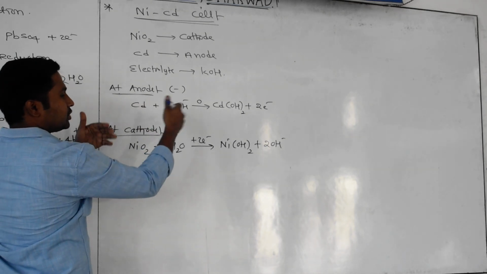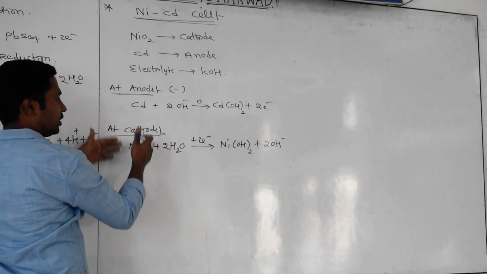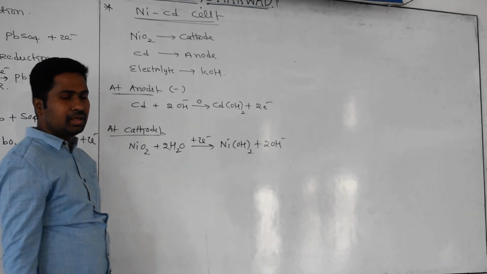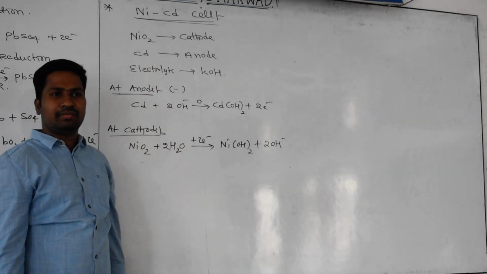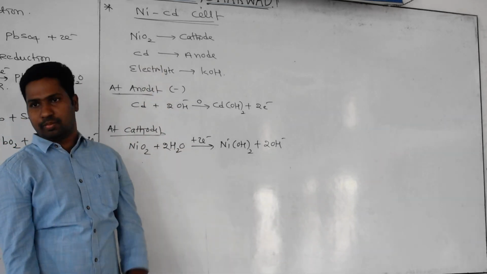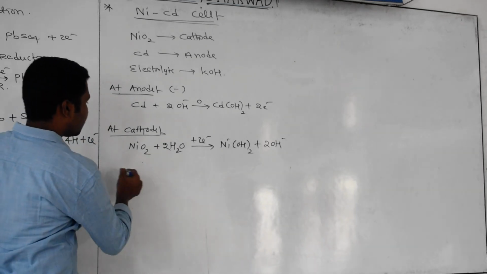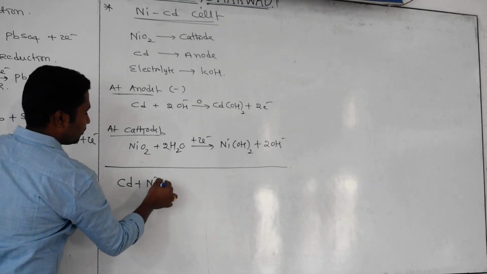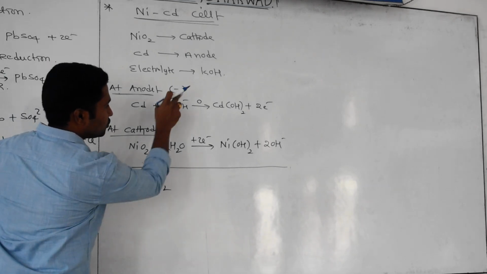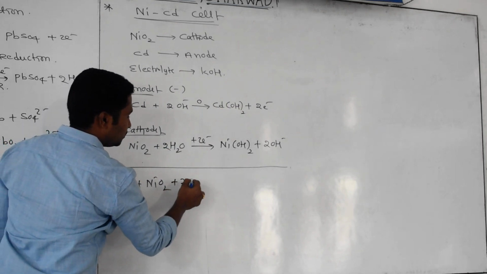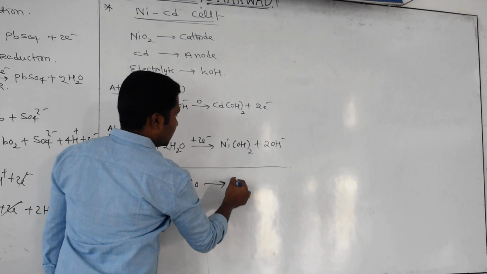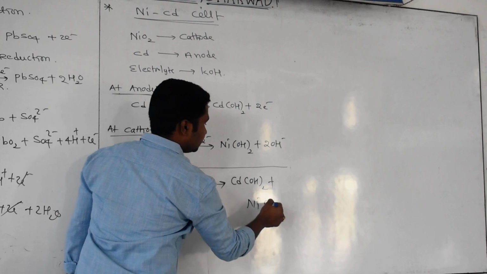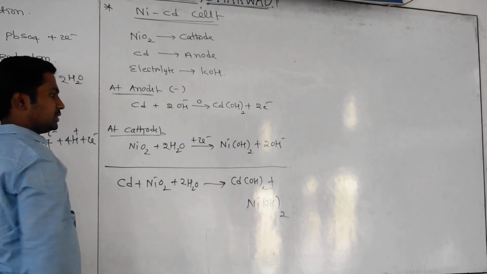At the anode oxidation will be going on, at the cathode reduction will be going on, and if you club them, you get a redox reaction that keeps happening continuously. But cadmium is a little bit costly material, that's why we are not using it in our daily life in automobiles. All of you clear? Yes. If you want to write the whole cell reaction, it is Cd plus NiO2 plus 2H2O. 2OH cancel, giving cadmium hydroxide plus nickel hydroxide. The electrons on the left and right sides are cancelled.